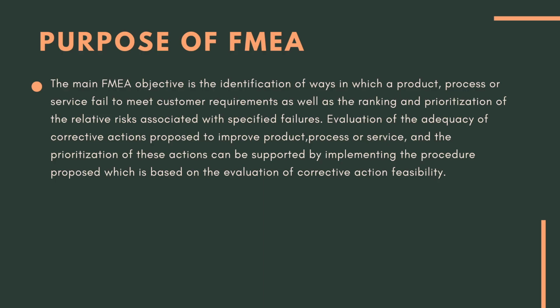Purpose of FMEA. The main FMEA objective is the identification of ways in which a product, process, or service fails to meet customer requirements, as well as the ranking and prioritization of the relative risks associated with specified failures. It also includes evaluation of the adequacy of corrective actions proposed to improve the product, process, or service, and the prioritization of these actions can be supported by implementing the procedure proposed, which is based on the evaluation of corrective action feasibility.